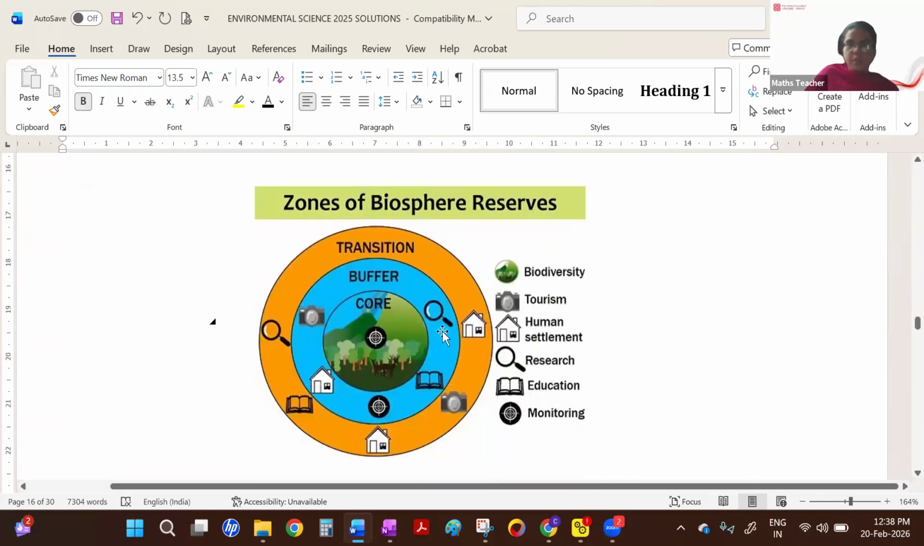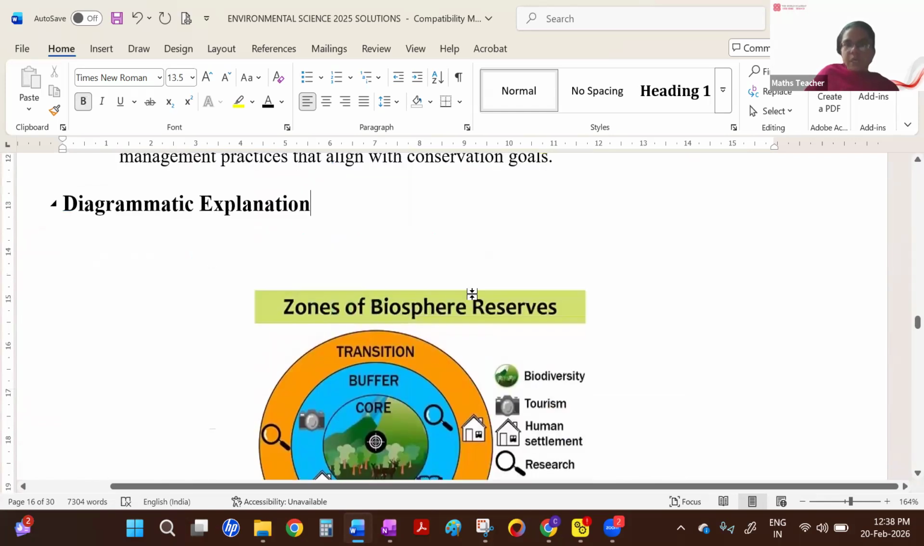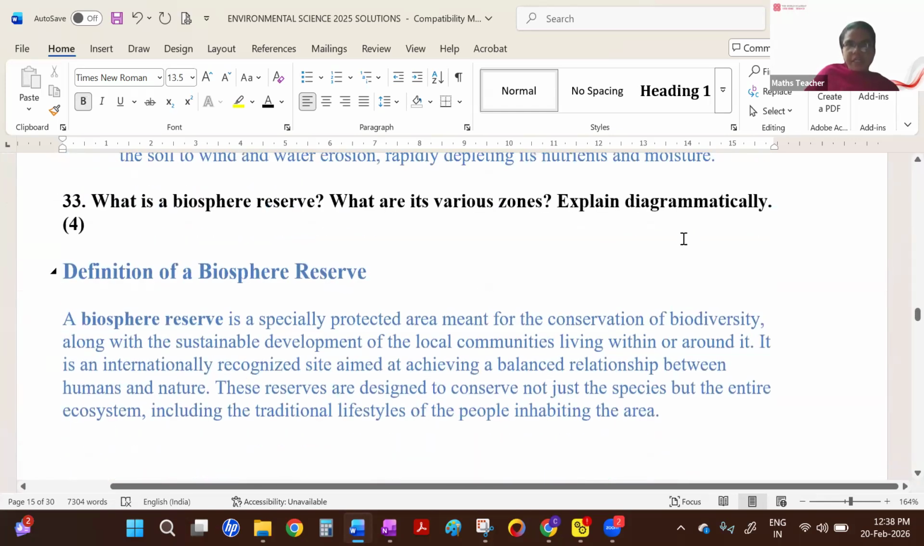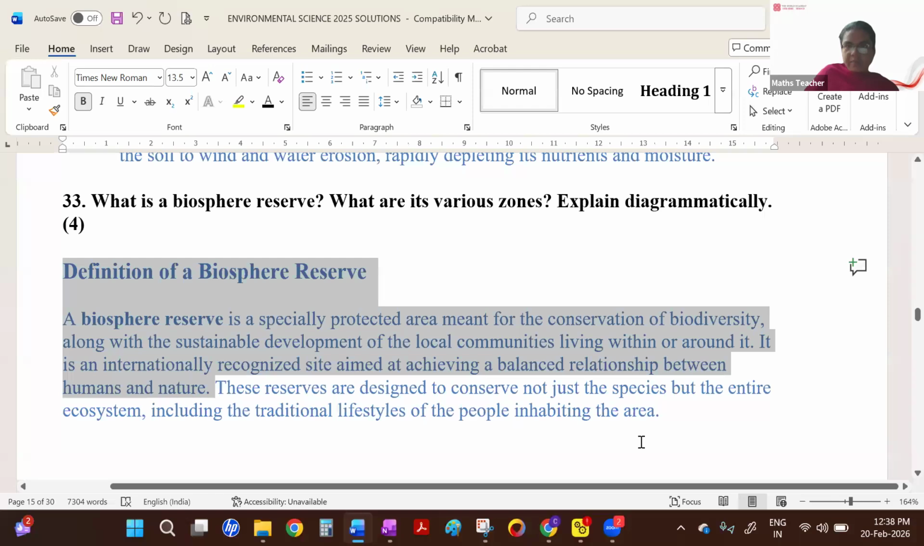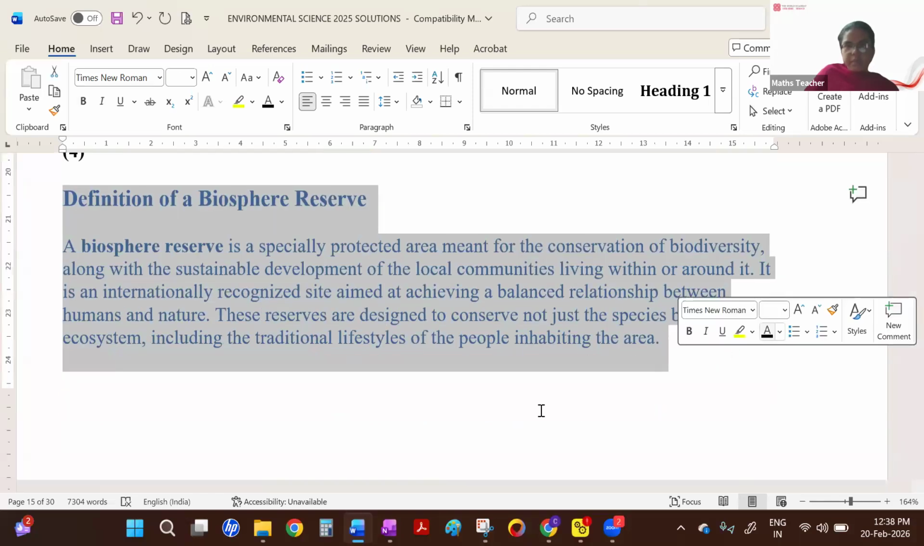Okay, so these are the three important zones, and you're also asked to explain it diagrammatically, right? So explain diagrammatically. The diagram is also important.